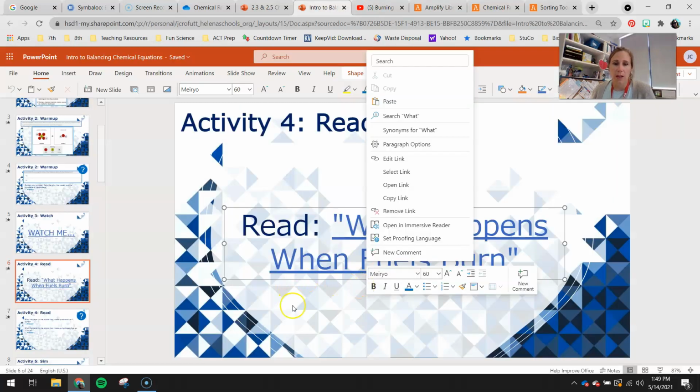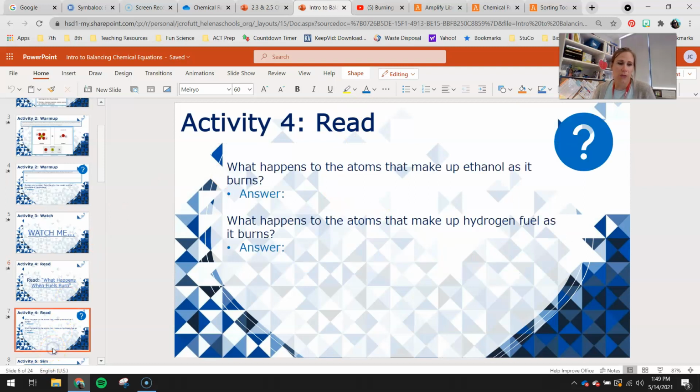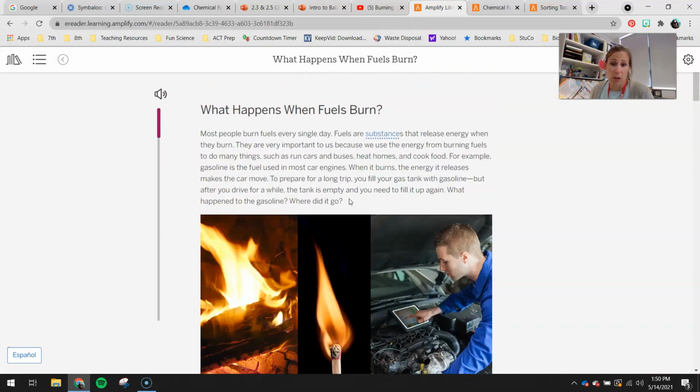Okay, so in this article, it's called What Happens When Fuels Burn? You guys need to be looking for these questions here. What happens to the atoms that make up ethanol as it burns? So ethanol is one of our carbon-based fuels. And then what happens to the atoms that make up hydrogen fuel as it burns? So hydrogen fuel is obviously a different type of fuel than what we're used to. So let's go ahead and introduce ourselves to this article.